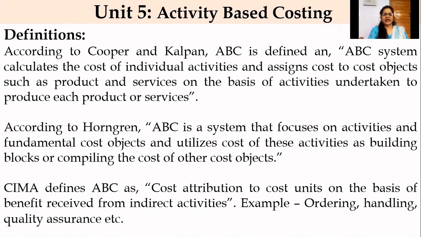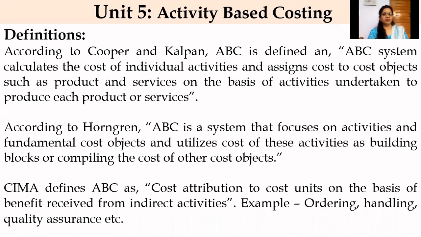And according to CIMA, it defines ABC as cost attribution to cost units on the basis of benefit received from indirect activities. Again, indirect activities are nothing but the overhead costs. Example: ordering, handling, quality assurance, etc. While ordering, you have to incur some cost. You have to call them, you have to wait for 10 days or 15 days, sometimes for months together. And how many times the vehicles have run up and down, all those things are counted here.